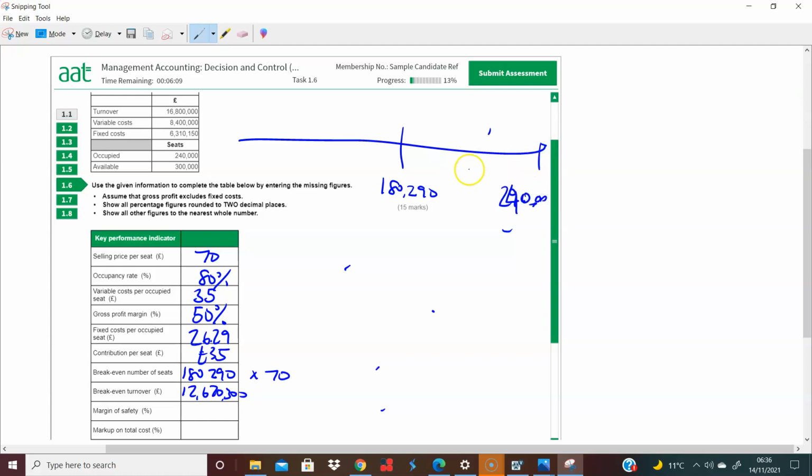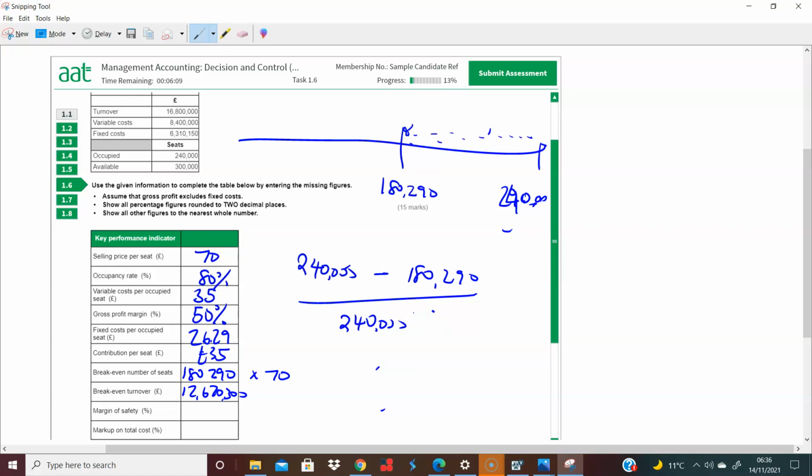You had occupied 240,000 seats. So the safety issue here is this: how many seats can you fall by before you're in trouble? That's 240,000 minus 180,290, divided by, of course, the starting point of 240,000, isn't it? Right. And that's kind of the point here.